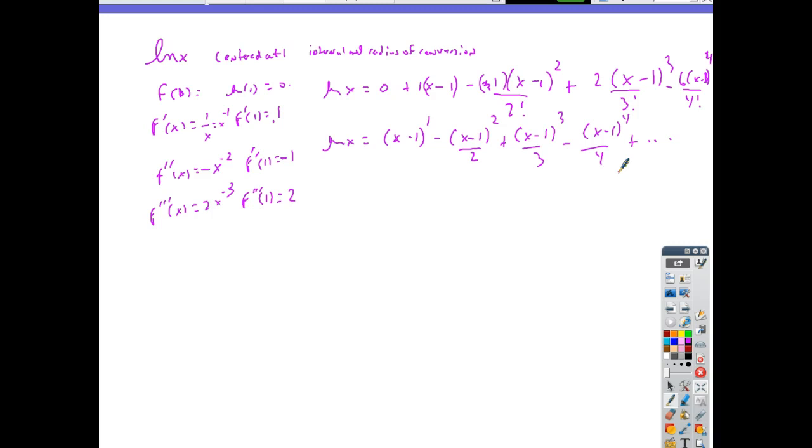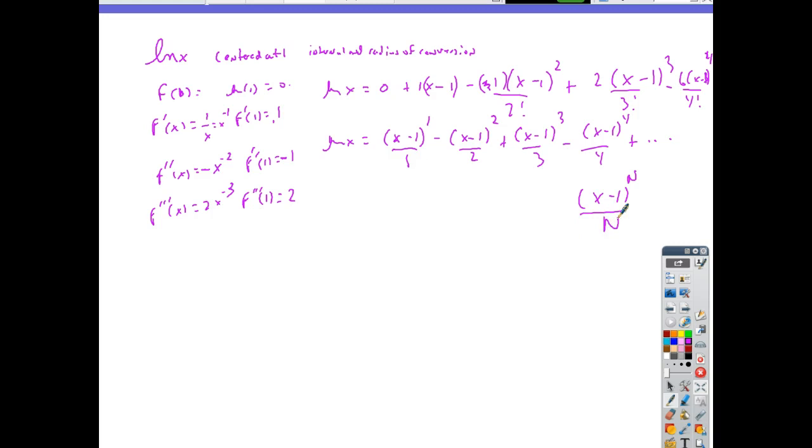The first term has 1 power, the second one has 2, the third one has 3, the fourth one has 4. So this is going to be (x minus 1) to the nth power over, well, this is a 2. It's a 1 in the first one, a 2 in the second one, a 3. So it's just an n, right? You really have to be able to do that much.